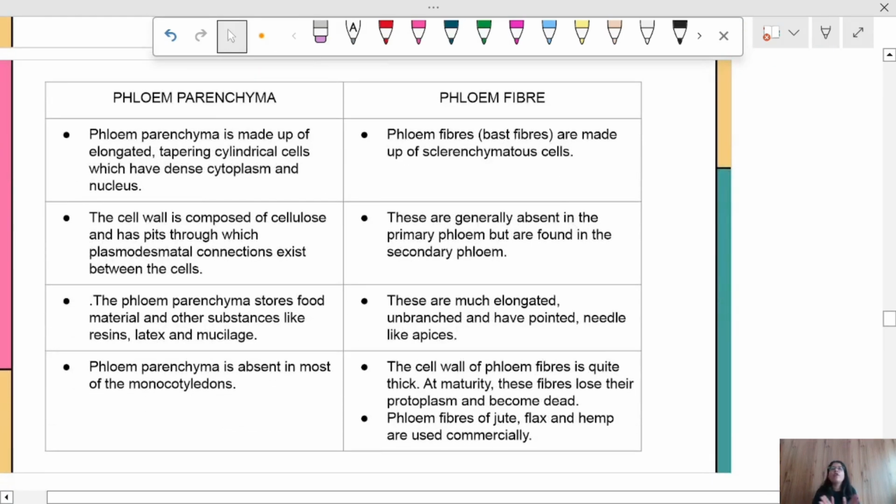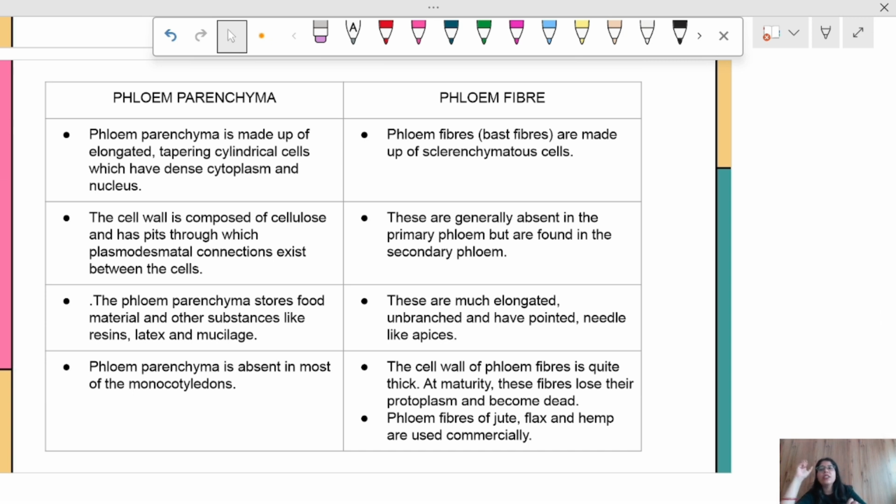Now, phloem parenchyma and phloem fibers, also certain things are given in NCERT. Please remember each and every point here. Phloem parenchyma is made up of elongated, tapering cylindrical cells which have dense cytoplasm and nucleus. Normally parenchyma, you have learned, has all kinds of shapes, right? Elongated is also there. The cell wall is composed of cellulose because it is a living cell, and it can also have certain pits through which plasmodesmatal connections can exist between other cells.